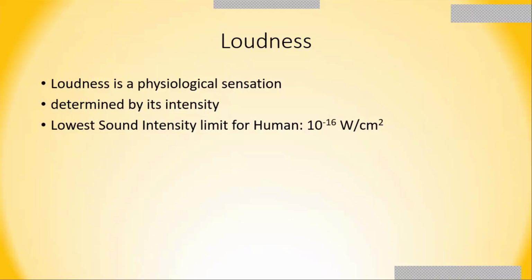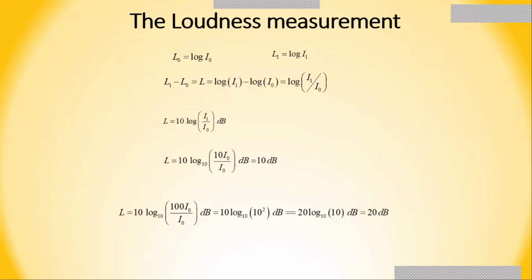Let's go ahead. The loudness measurement. The main thing is this formula that we'll be using in numericals. L is equal to 10 log I1 by I0. Now let us assume L is the loudness and I is the intensity. Let L0 be our reference loudness and its intensity is I0. Loudness is the logarithm of the intensity. So L0 is equal to log I0.